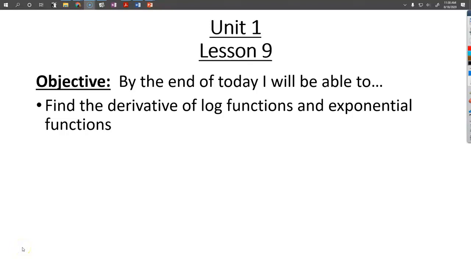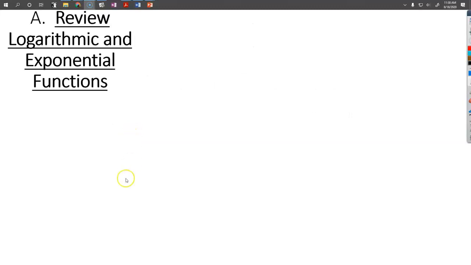Alright guys, so we're going to talk about finding derivatives of logarithmic functions and exponential functions today. A little bit easier than the trig stuff, thankfully. Let's go ahead and begin here.